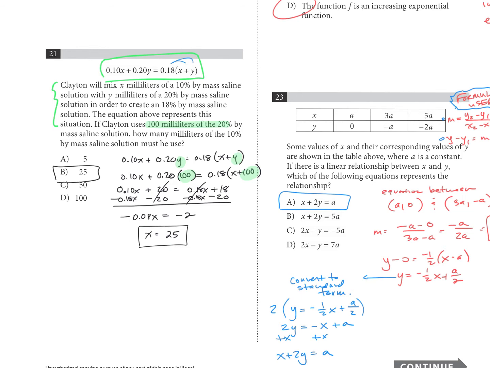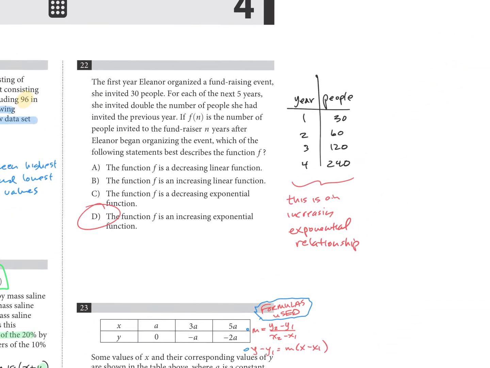So basically, the problem is, if Clayton uses 100 milliliters of 20%, how many milliliters of 10% must he use? So again, 20% is Y, so I replaced Y with 100, so you can see what I did there. X is the question I'm looking for, so I'm solving this equation for X. You can see the work I did there. It's a little tricky. Distribute the 0.18, and you get X is 25. You could pause and look at my work, but I don't feel I need to explain it all.